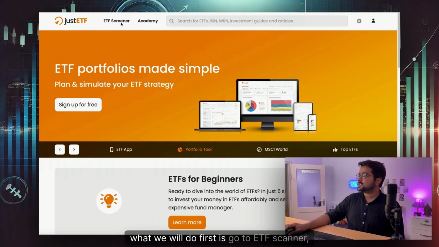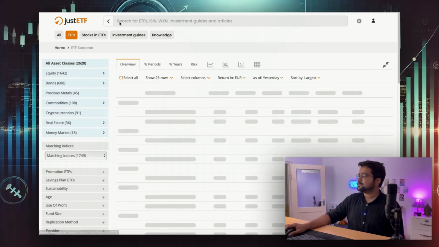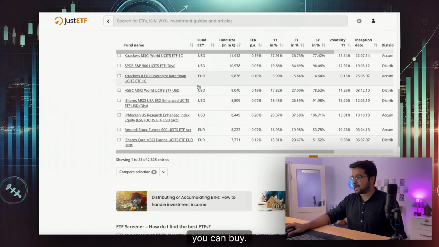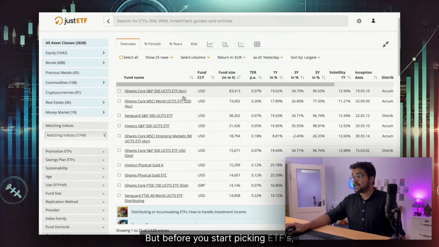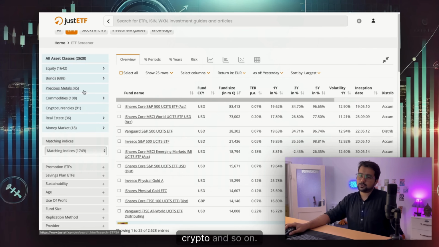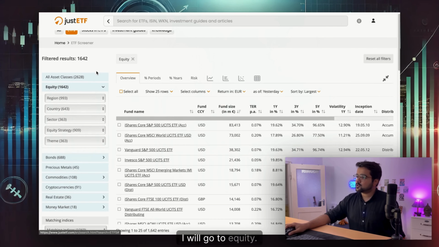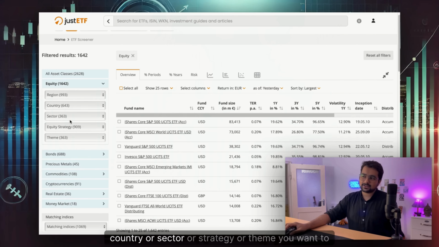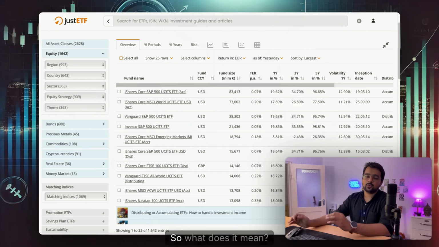What we will do first is go to ETF scanner. And as soon as you go there, you will see that there is a list of ETFs that you can buy. But before you start picking ETFs, you first have to decide your investment focus. The first step is whether you want to invest in equities or bonds or metals, commodities, crypto, and so on. I will go to equity, keep it simple. And then you have to decide which region or country or sector or strategy or theme you want to invest in. So what does it mean?